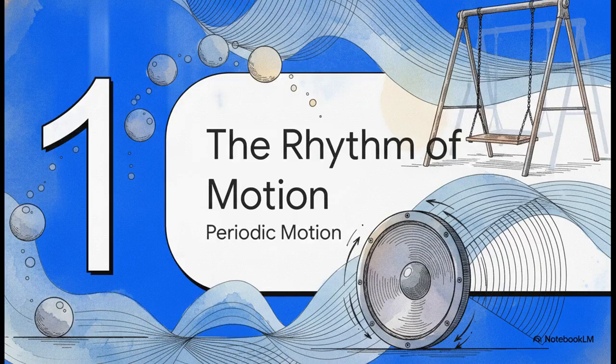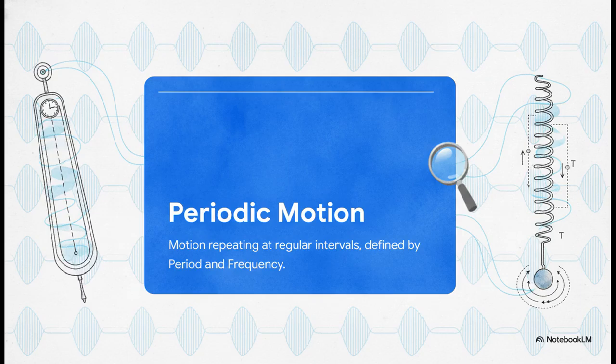All right, section 1, the rhythm of motion. Think about a bouncing ball, or a swing set at the park, or even the pulsing of a speaker cone. What do they have in common? Well, they all return to exactly where they started. In physics, we call this periodic motion. It's defined as any motion that repeats itself at strictly regular intervals.